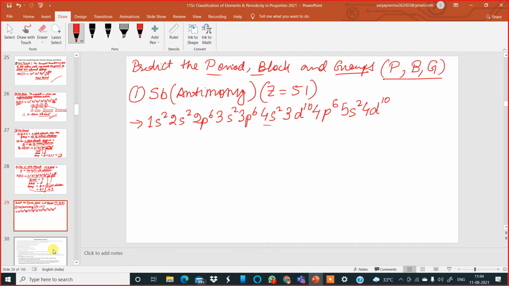After 4d does 5p come? Check in the above principle. 5p. Now just check the total: 2 plus 2, 4, plus 6, 10, 12, 18, 20, 30, 36, 38, 48, 50, 51. So 5p will have 3 electrons. Did you understand how to write the electronic configuration by following the above principle?